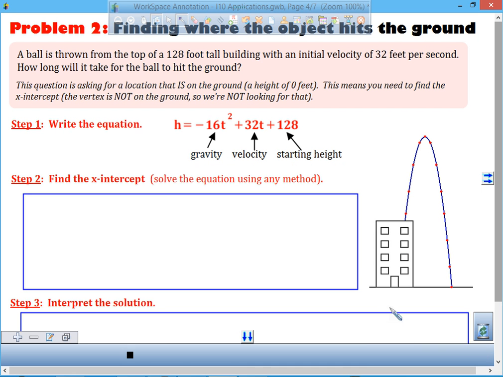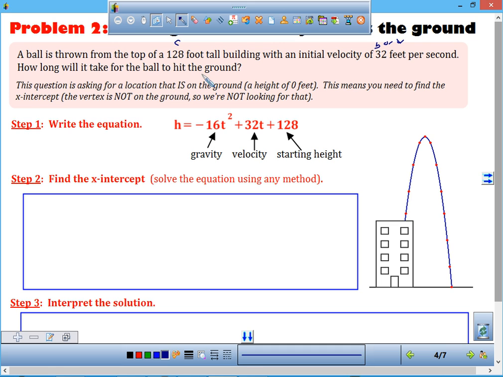So the next problem says a ball is thrown from the top of a 128-foot tall building, so that's our C value, with an initial velocity of 32. That's our b, or now we're calling it v, 32 feet per second. That's the initial velocity. How long is it going to take for the ball to hit the ground?